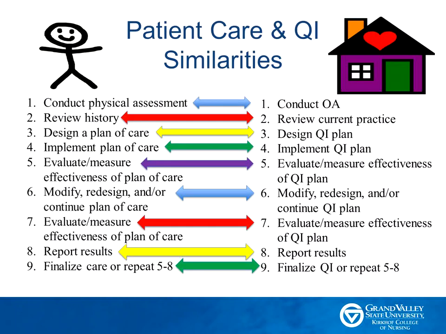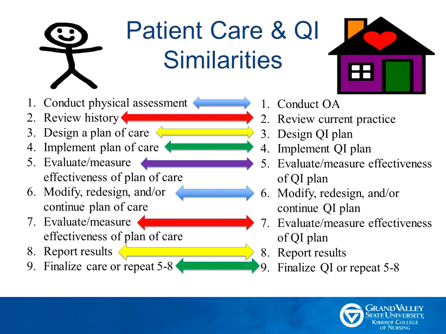There's so many similarities between individual patient care and quality improvement. Number one, you conduct the physical assessment or you conduct an organizational assessment. Number two, you look at the individual's history or you review current practice in the organization. Number three, you design an individual plan of care or you design a QI plan for the organization. Number four, you implement the individual plan of care or you implement the QI plan for the organization.